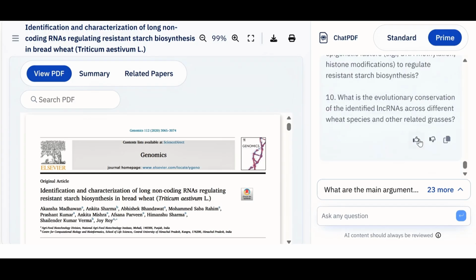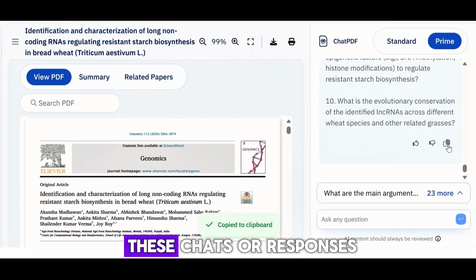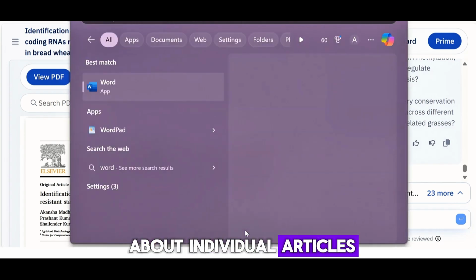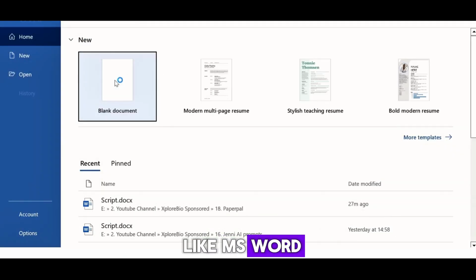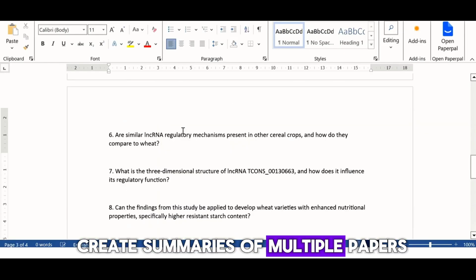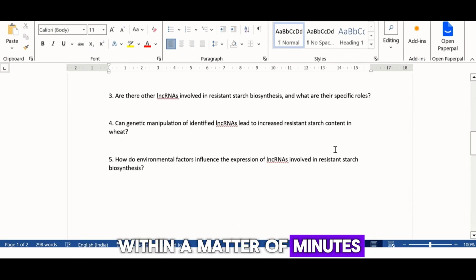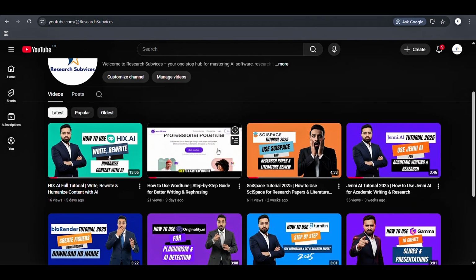future research. Another good thing is that you can copy these chats or responses and create your notes about individual articles in a separate document like MS Word. This way you can create summaries of multiple papers that you can quickly refer to when needed within a matter of minutes. I hope you find this information useful.